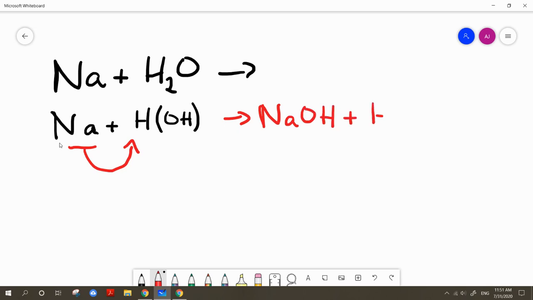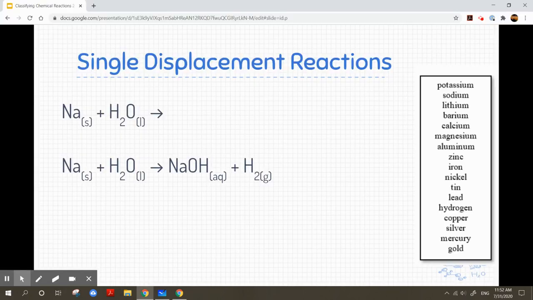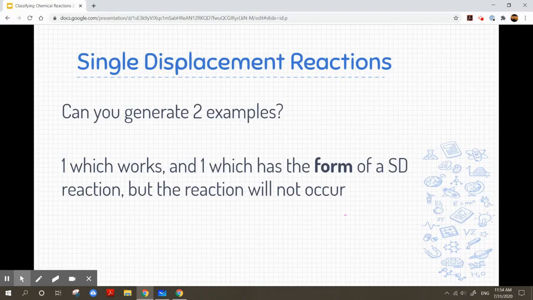plus hydrogen. And recall that hydrogen is one of those elements that when it's in its elemental form, it always exists as a diatomic molecule. It's always H2. So this is another single displacement reaction in which an active metal displaces hydrogen out of water to produce hydrogen gas and sodium hydroxide in this case, which is a base. Okay, so here we have the completed reaction.